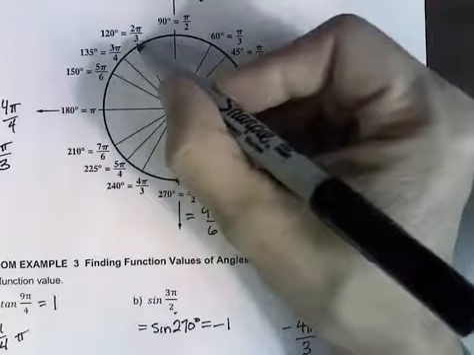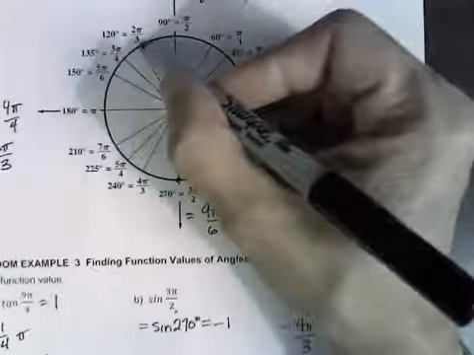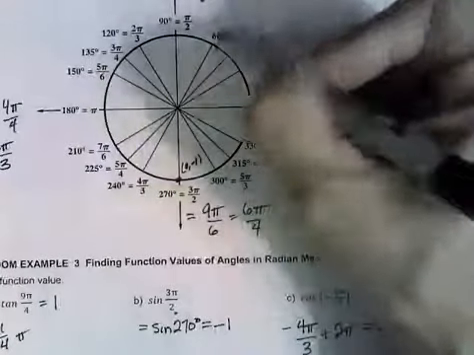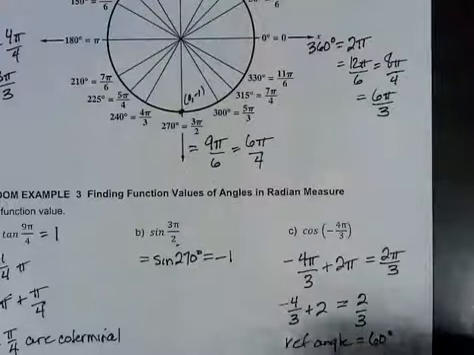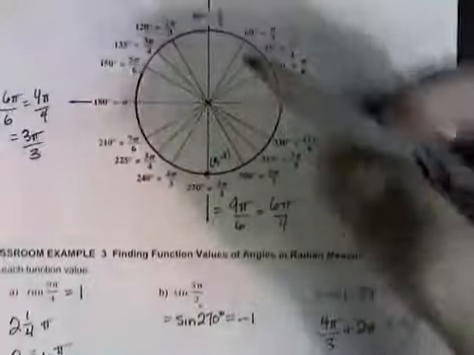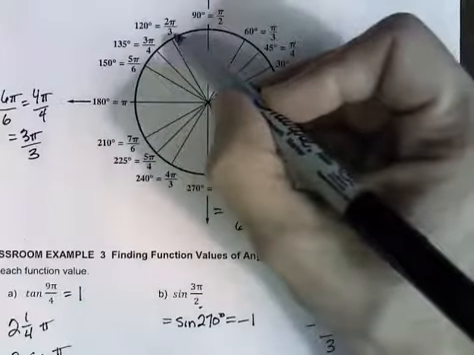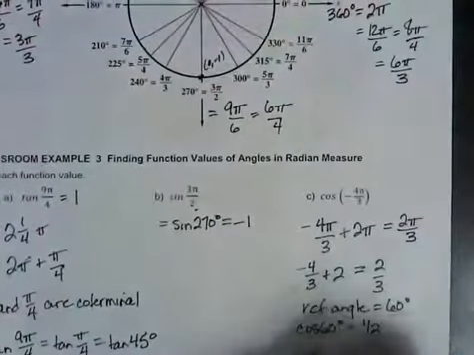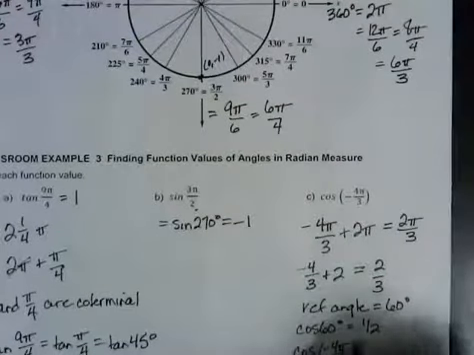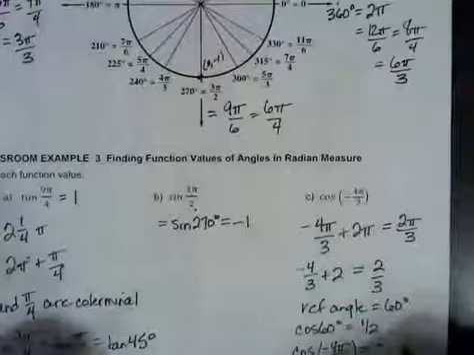This is not in the first quadrant, so we'd have to think of a reference angle. Our reference angle for this would be 60 degrees. The cosine of 60 degrees is 1/2. Since our actual angle was in the second quadrant, cosine is negative there. So the cosine of our negative 4 pi over 3 would actually be equal to negative 1/2.